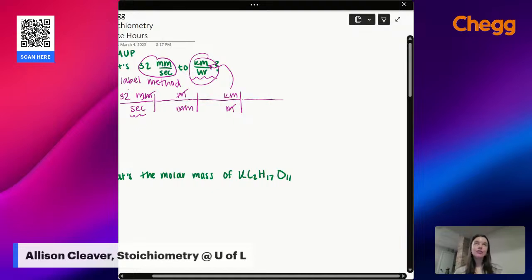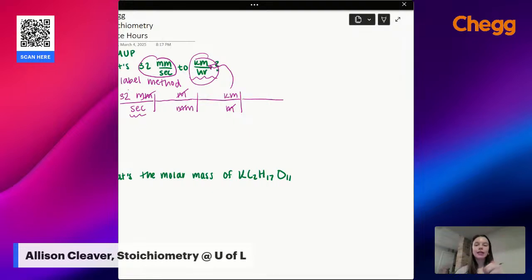I want to cancel it out, so I have to put it on the opposite of whatever it is. So I have to put seconds on the top. I don't know the conversion from seconds to hours, but I know the conversion from seconds to minutes and minutes to hours. Then we can see my minutes cancel out and my seconds cancel out, and I'm going to be left with, in the end, kilometers over hours, which is what the problem wants. So we are doing great.